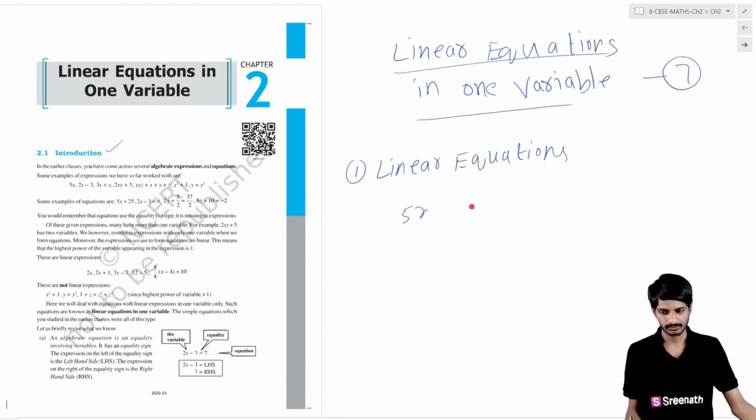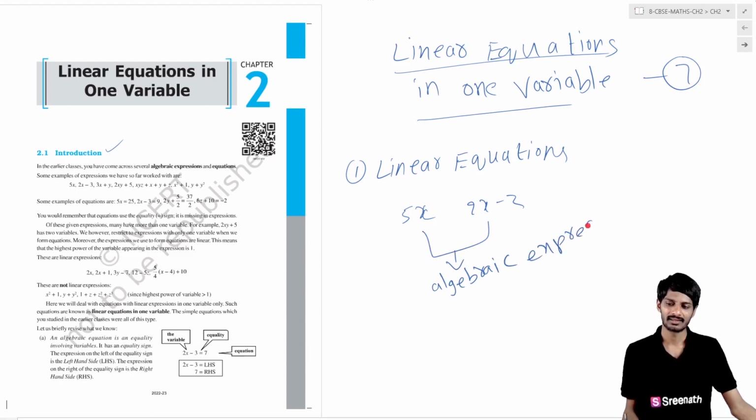So 5x here, 2x minus 3 here. What are those? These are algebraic expressions. All these are algebraic expressions.